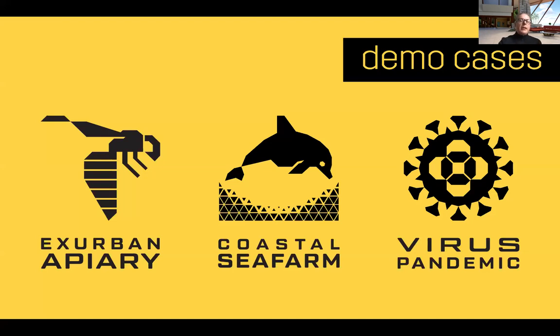Now, I'm trying to build out these demonstration cases to show how this kind of mapping process works. One is called the exurban apiary. It's about bees. The other is a coastal sea farm, which is about sea farming, kelp, and greenhouse gases. And the third one is about pandemics. So we're going to explore that today to some extent.